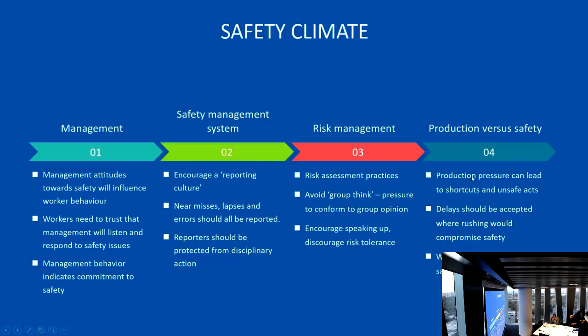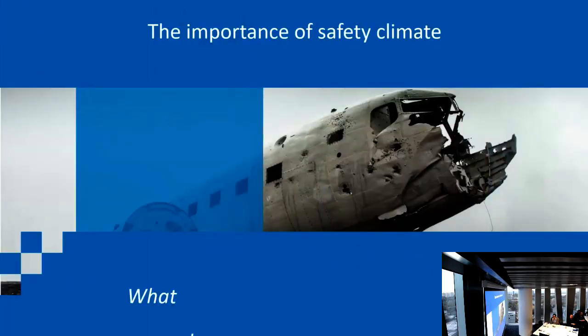And then we've got this production versus safety balance. Undue production pressure can lead to shortcuts and unsafe acts within the workplace. By putting the emphasis on safety, we should accept that delays might happen and that rushing could compromise safety. And we should be happy and confident to halt work if a dangerous situation is going to exist. So it's all about putting the emphasis on safety. Production is obviously an important part of any organisation from a profit point of view, but safety should be the primary concern, safety of the workforce.